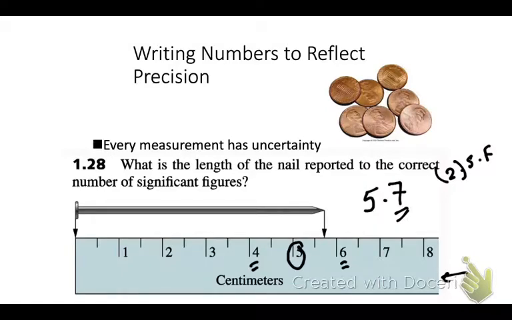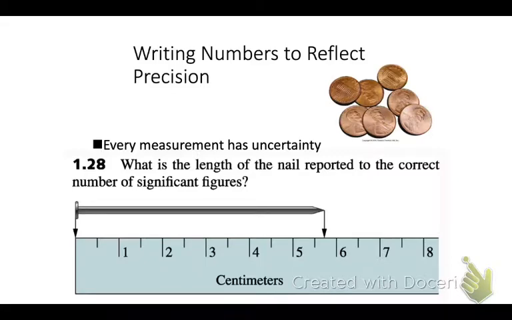Now let me show you something. What if I have something different when it comes to my ruler? I'm going to assume right now that I have used a different ruler, and this is how the ruler looks. It does have extra graduation.